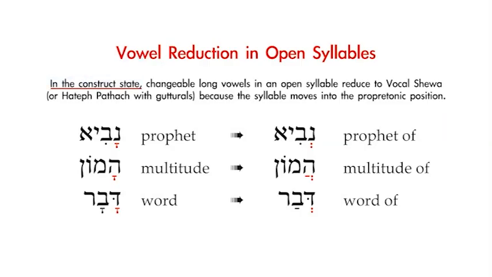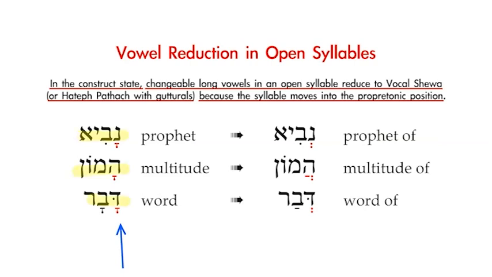So in the construct state, changeable long vowels in an open syllable reduce to vocal schwa, or hatef pathach with the gutturals, because the syllable moves into the propretonic position. This is simply propretonic reduction, and you've seen that several times in the noun chapters throughout this grammar. So in our first three examples, you'll observe the long vowel qamets under the first letter in each form: navi, hamon, davar. When we throw these into the construct state, you'll see that that long vowel has reduced to vocal schwa, or the hatef pathach with the guttural in the second example.